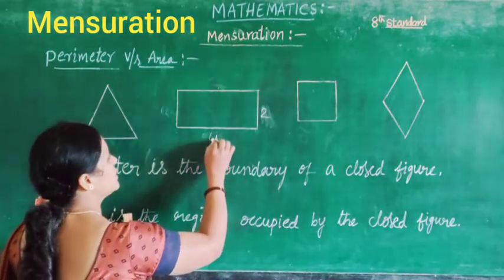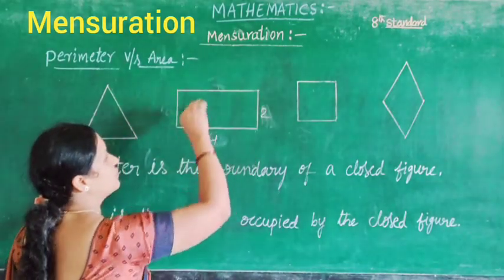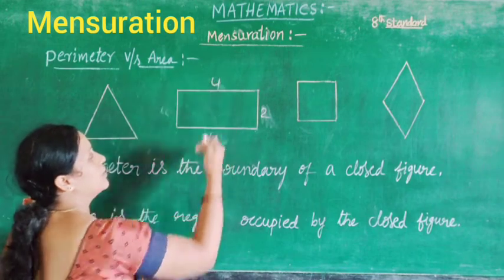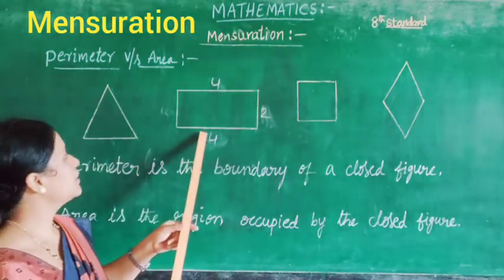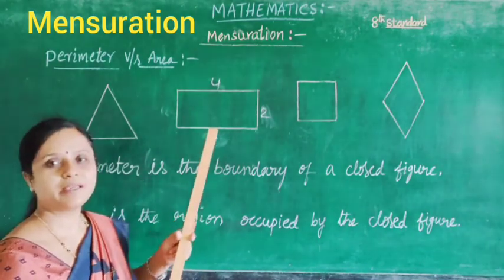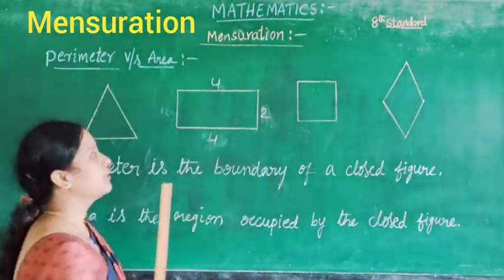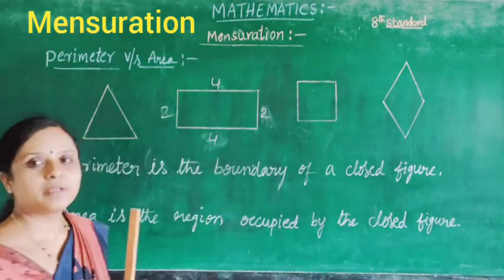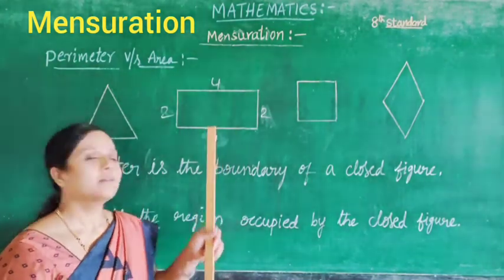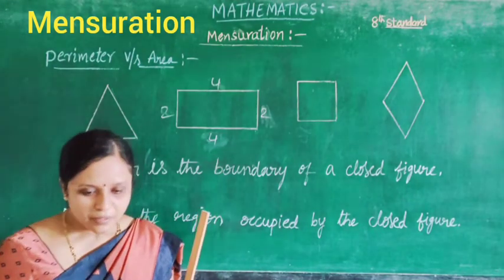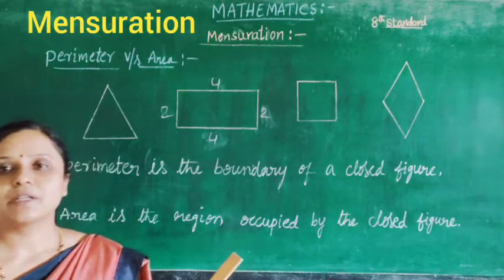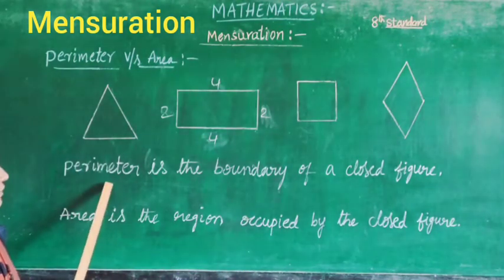Suppose this is 4, this is 2. What is the perimeter? You can add this again because of the properties of a rectangle, opposite sides are equal. So 4 plus 4 is 8. 8 plus 2 is 10. Again this 2. 10 plus 2 is 12. So 12 is the perimeter of this rectangle. So we read once again, the total length of the boundary is perimeter.